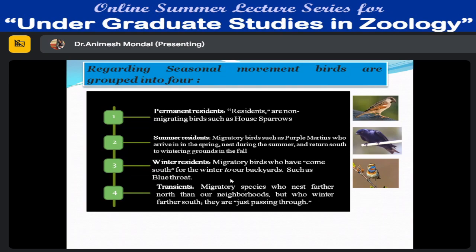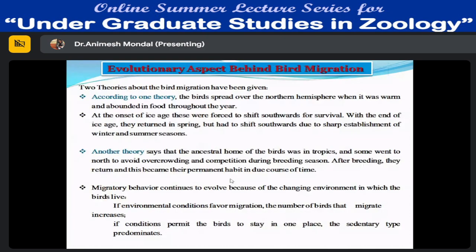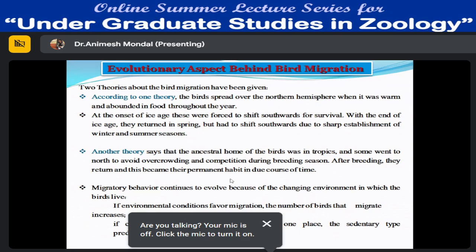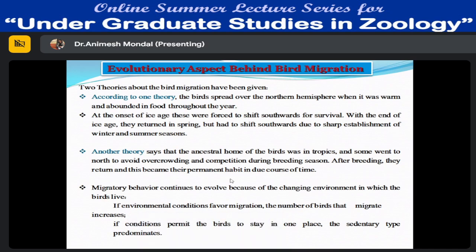year. What are the evolutionary aspects behind this bird migration? So there are generally two theories that are postulated to explain this migration. According to the first theory, the birds spread over the northern hemisphere, when it was warm and there was abundant food throughout the year, at the onset of the ice age. So the ice age began about 2.5 million years ago during the Pleistocene epoch. So from that period, birds started their migration journey. So they were forced to shift southward for their survival.